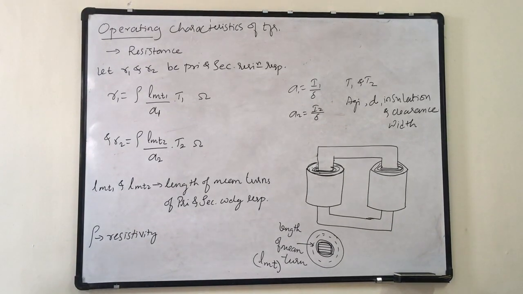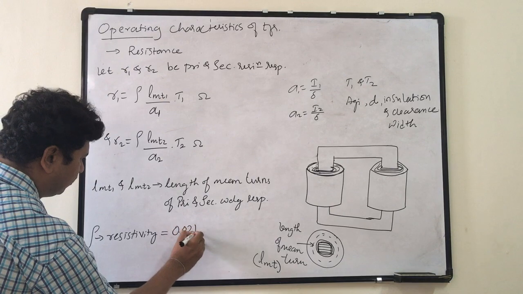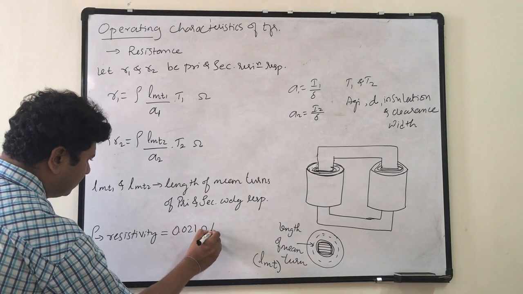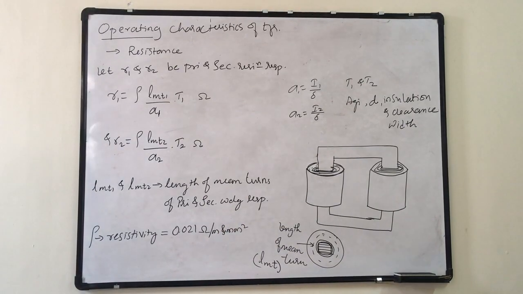Rho is resistivity and is generally equal to 0.021 ohm per meter and mm square. I told in the DC machine and induction machine what ohm per meter and mm square mean. It should be ohm meter.